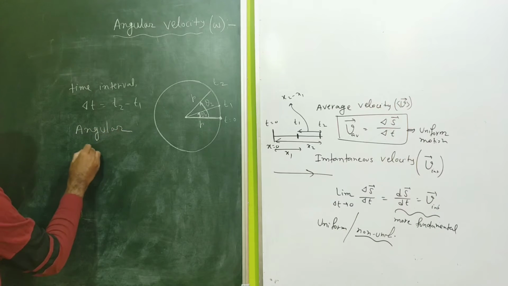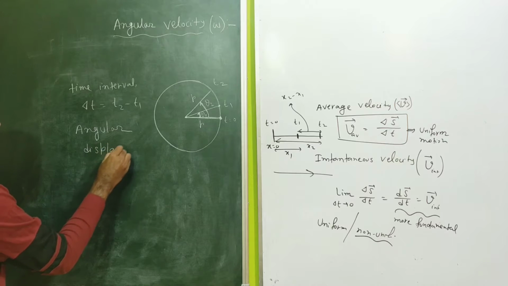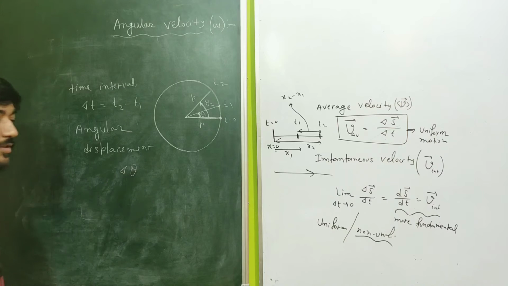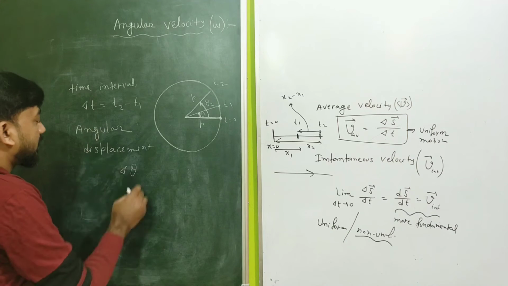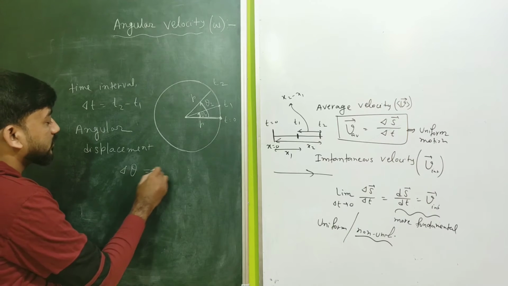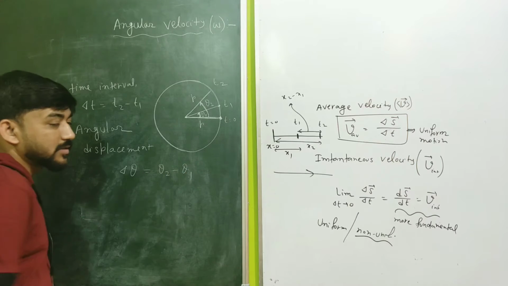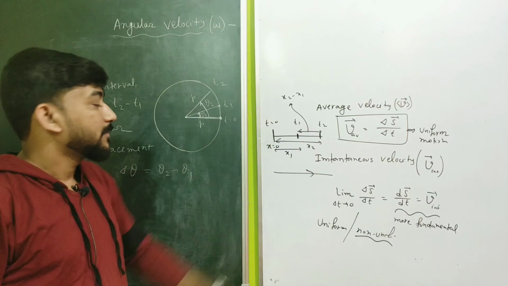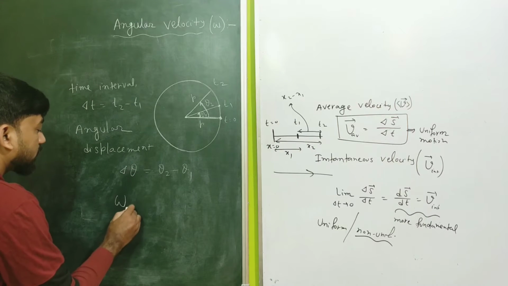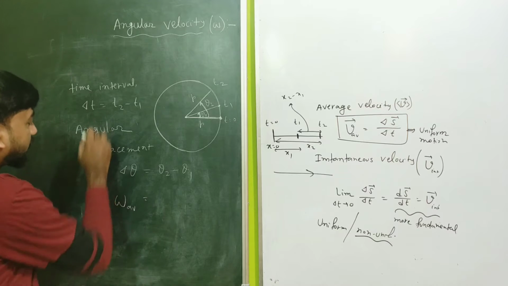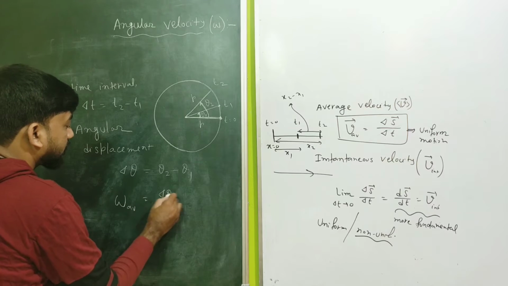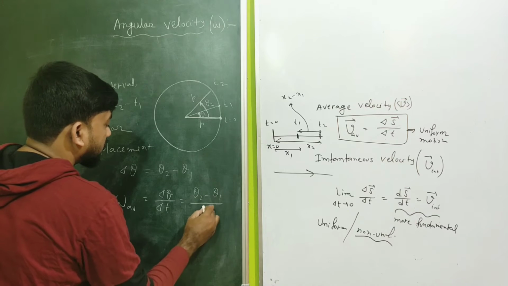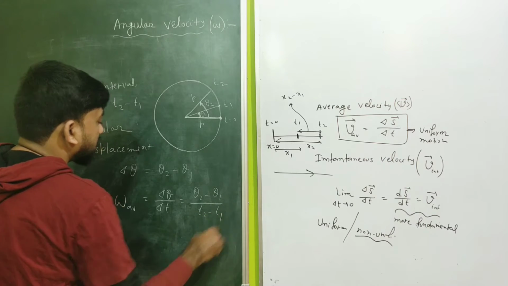The angular displacement here is del theta. If you want, you can write it like this, del theta. Okay, so it will be theta 2 minus theta 1. So what will be the average angular velocity? Like this, the average angular velocity omega av, you can say this is del theta upon del t. That means it is theta 2 minus theta 1 upon t2 minus t1.